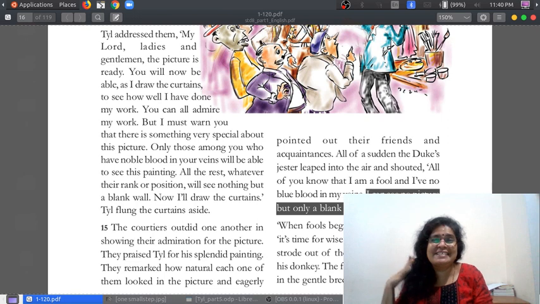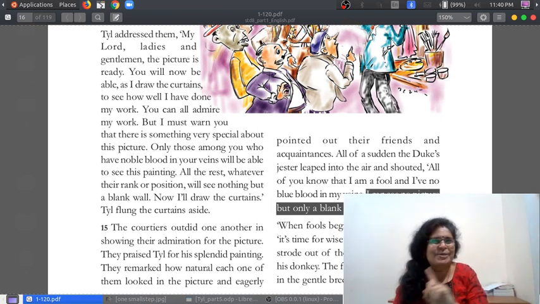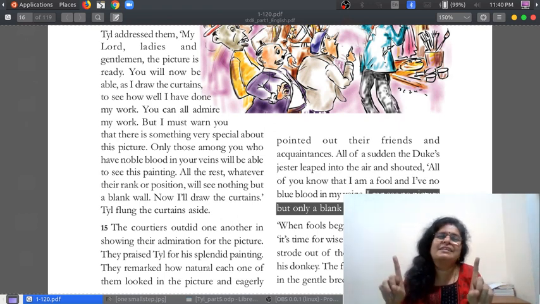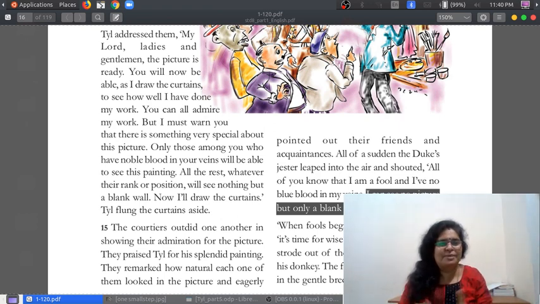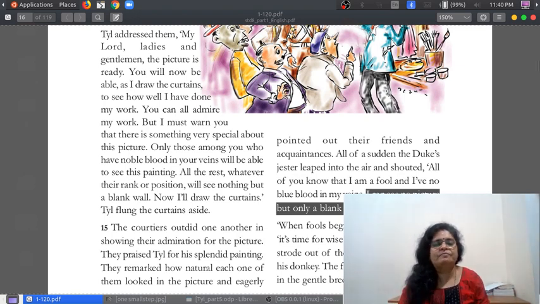What is the jester, the joker, saying? The truth, isn't it? Is there a picture, a portrait on the wall? No. There is no portrait on the wall. No picture on the wall. So the jester, the joker, is telling the truth. Okay.